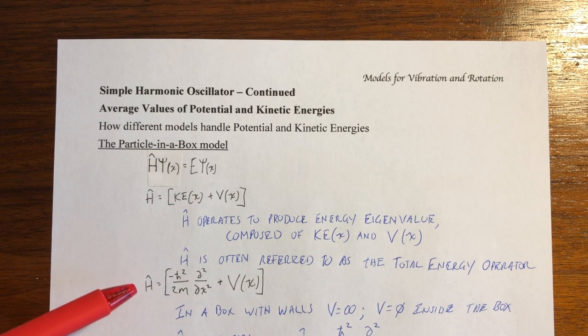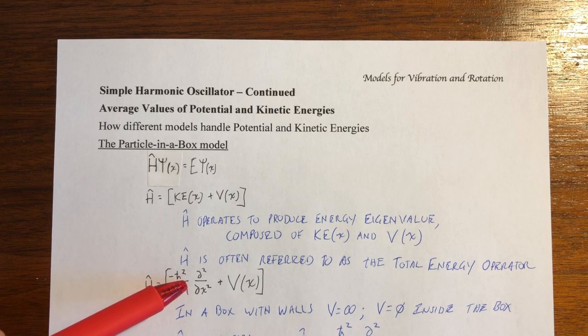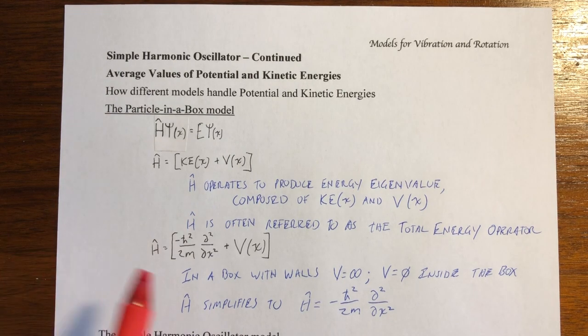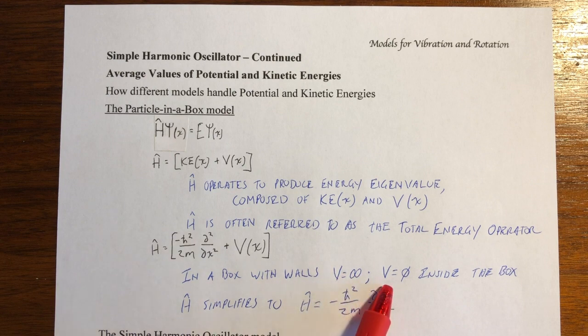Now, for the kinetic energy, we derived an equation. So the Hamiltonian operator would be equal to negative h bar squared divided by 2 times the mass times the second partial derivative with respect to x plus the potential energy based on x. When we were dealing with the particle in a box, the walls were potential energy equals infinity, and so inside the box, the potential energy was equal to 0. And so our Hamiltonian simplified down to being equal to negative h bar squared over 2m times the second partial derivative with respect to x.